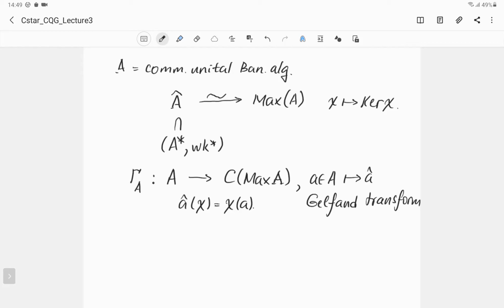So if A is Jacobson semi-simple, which means that the Jacobson radical is trivial, we see that A is algebraically isomorphic to a subalgebra of the algebra of continuous functions on the spectrum. It is algebraically isomorphic, but of course it is not necessarily topologically isomorphic. So the Gelfand transform, if A is Jacobson semi-simple, then gamma is injective, but it is not necessarily topologically injective. So we will see some examples in which this homomorphism is not topologically injective.